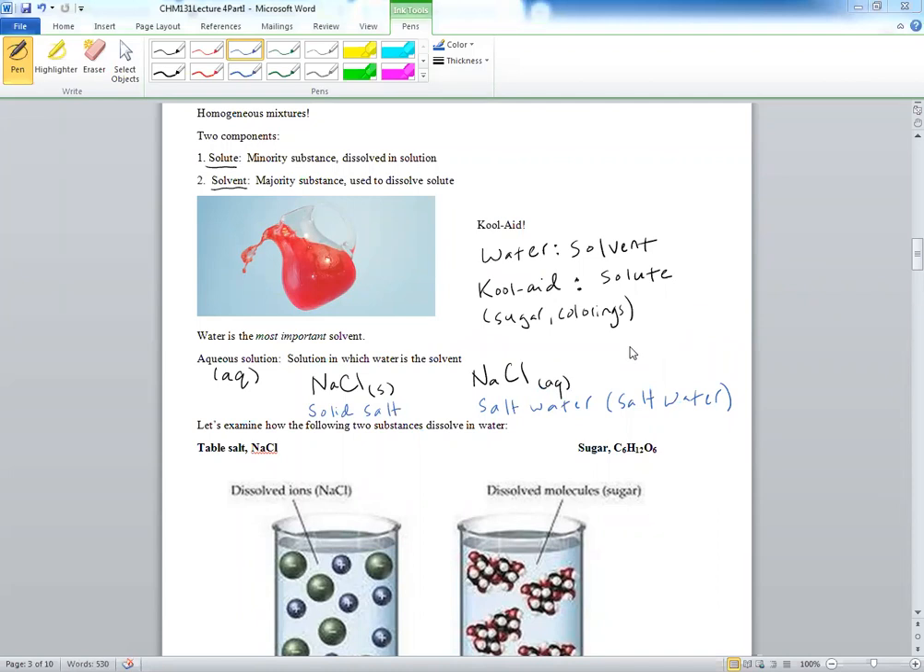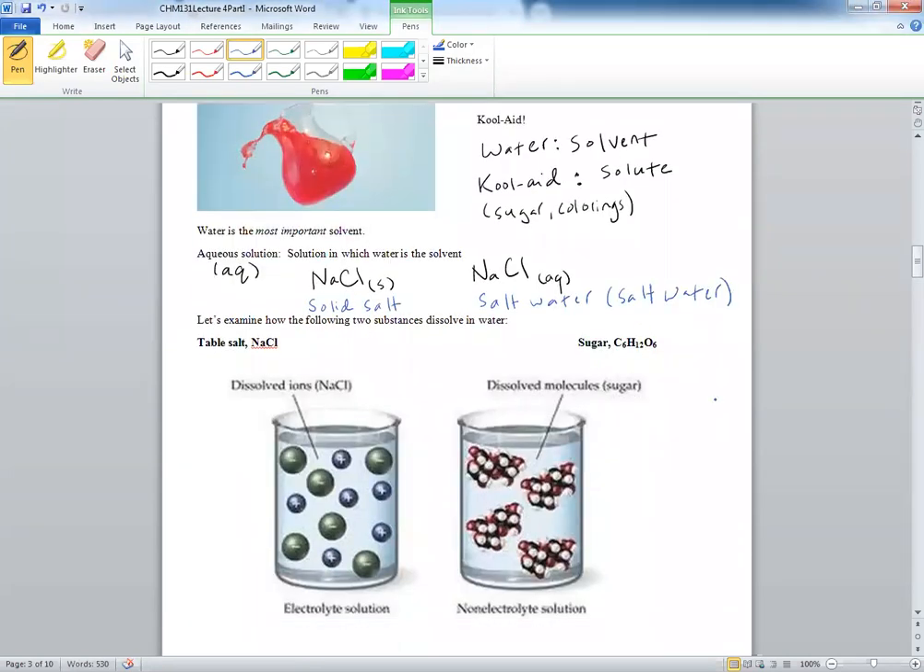Now, a quick introduction to solutions that involve table salt and, in this case, sugar. What occurs on the macroscopic level, like when you go to the kitchen and you dissolve salt in water to gargle with for a bacterial infection, or if you dissolve sugar in water to make some kind of drink, what we see is really not that interesting. We just see a solid dissolved in solution, but the chemistry is very involved.